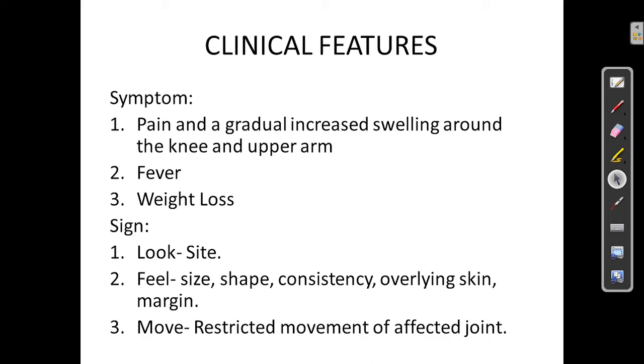Clinical features. Symptoms and signs. Symptoms are pain and gradually increasing swelling around the knee and the upper arm, fever and weight loss. In signs, we look at the site, then we try to feel the size, shape, consistency, and overlying skin, which may be warm, and engorged veins may be present. Then the margin, which is irregular as in most cancers. Then movement, there is restricted movement of the affected joint.